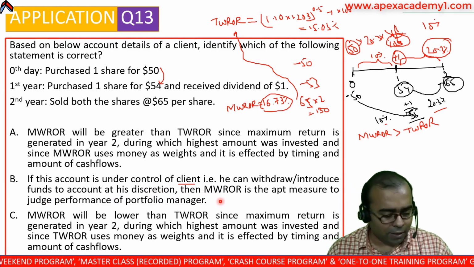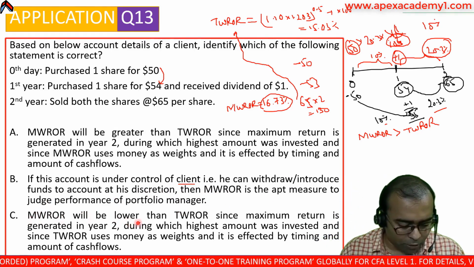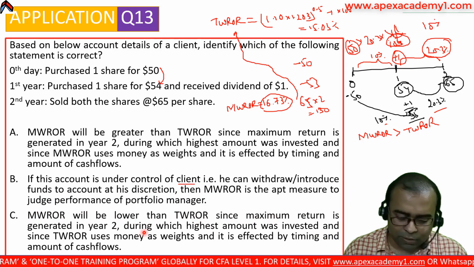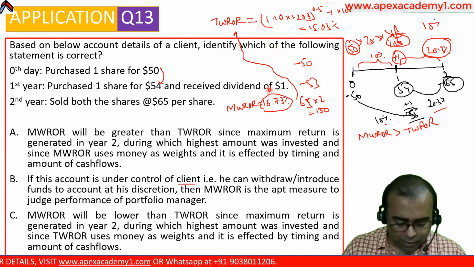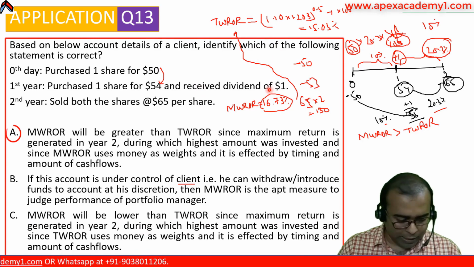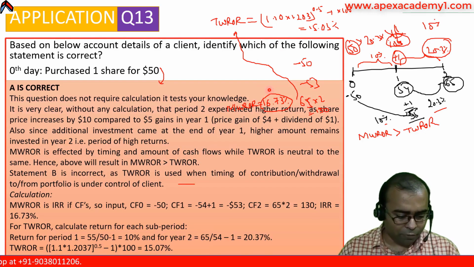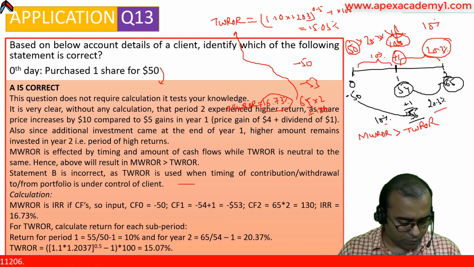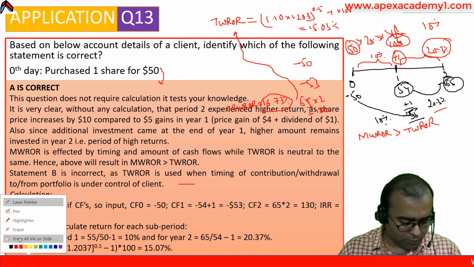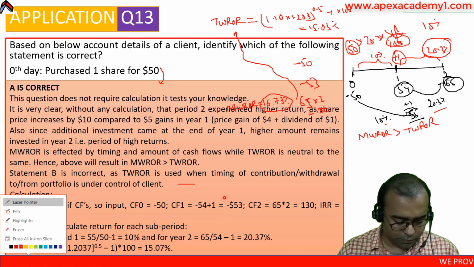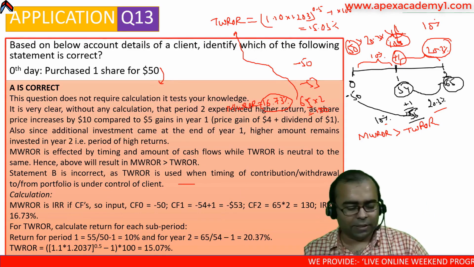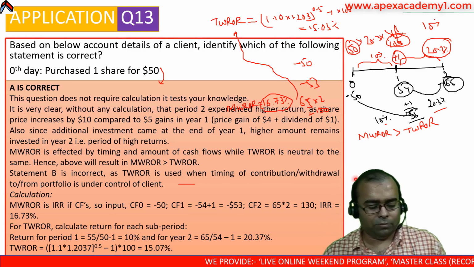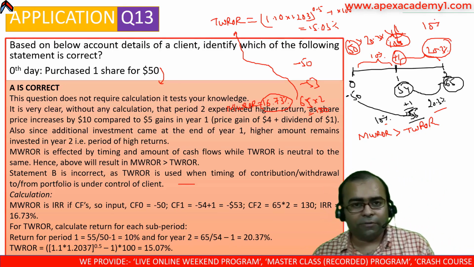So B, saying that MWROR is the apt measure if the client can withdraw or introduce funds at his discretion, is incorrect. C, MWROR will be lower than TWROR, is also incorrect because we already calculated that MWROR will be greater than TWROR. A is the correct option. You have your reason. Everything is written, whatever I have told, so you can just refer to this.